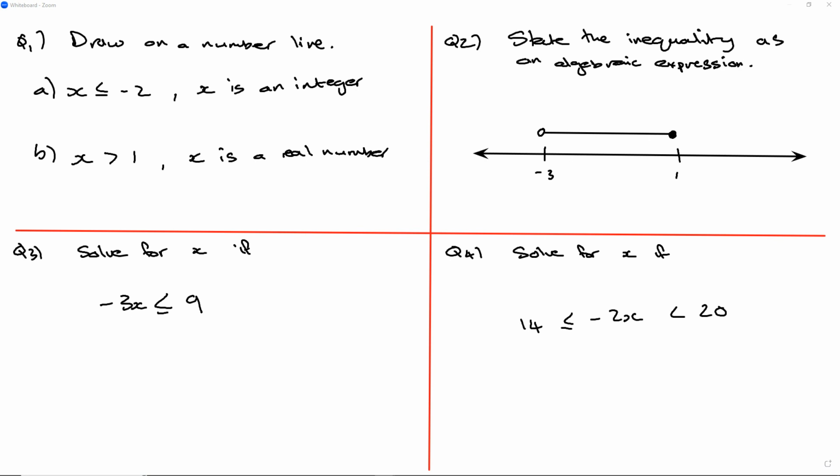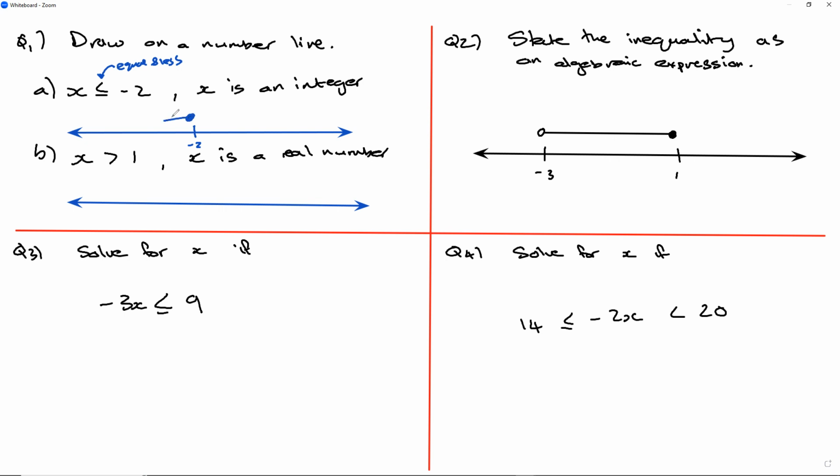So the first one over here, what we have is a number line where x is an integer and x is less than or equal to -2. So let's get the number line on here and another one over here. Firstly, we need to identify -2 somewhere on the number line, with values on either side. Then we also see that the inequality is equal as well as less, which means that it would include -2 and it would then continue going in this direction.